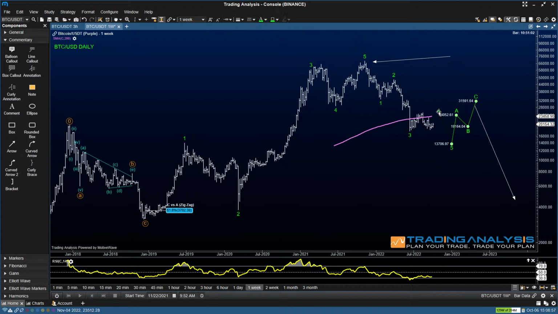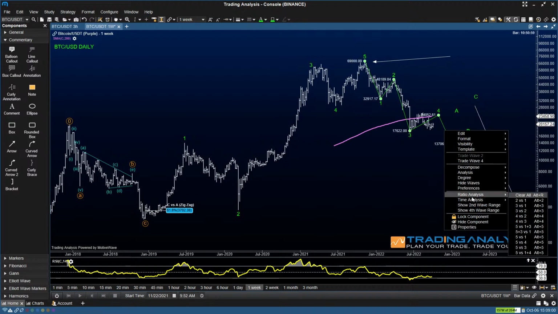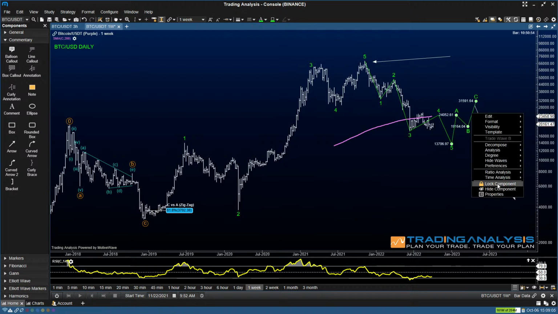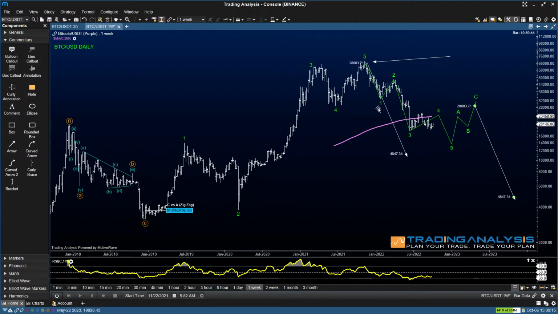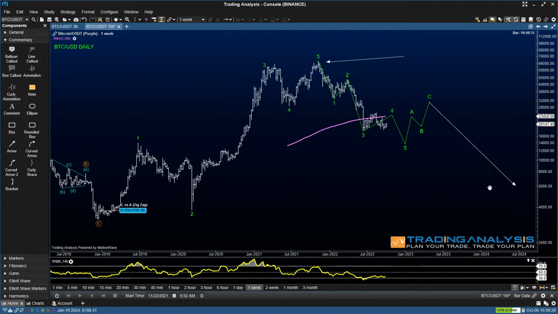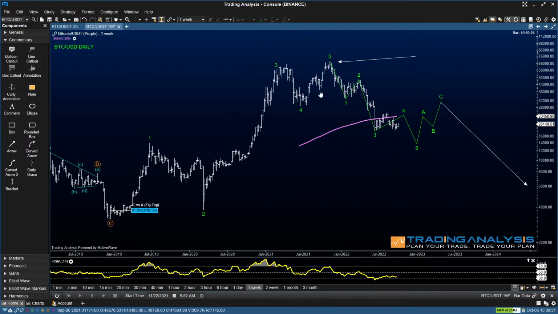So let's do this hypothetically because we don't have the final sequence, and in that case, we're going to mark this as an ABC pullback. Usually in this type of event, pullbacks are relatively simple. And if you do a measured move, which means we measure a wave A down and project it down for the potential wave C from, let's say, roughly a 50% retracement, we're going to get somewhere below, let's say, around 6,000. Okay, so this is the bearish case scenario if you consider this as a wave 4.